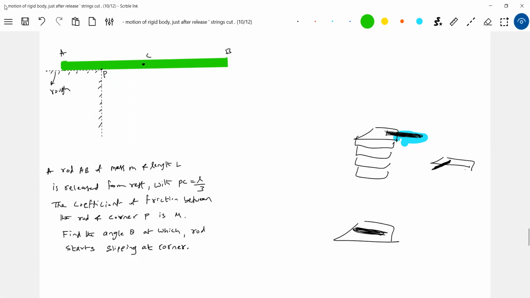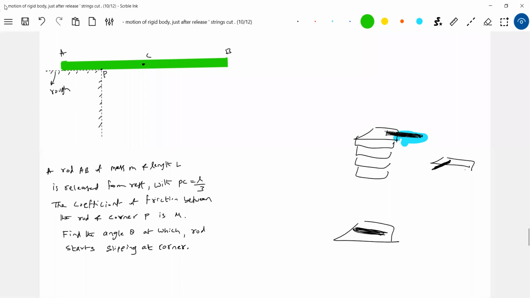So first, what will happen to the rod? What type of motion will the rod describe? Will it slip, then tip, or will it tip, then slip? What do you mean by tip? Rotating. Will it swing about point P, then slip about point P, or will it first slip, then swing? You should make an observation.